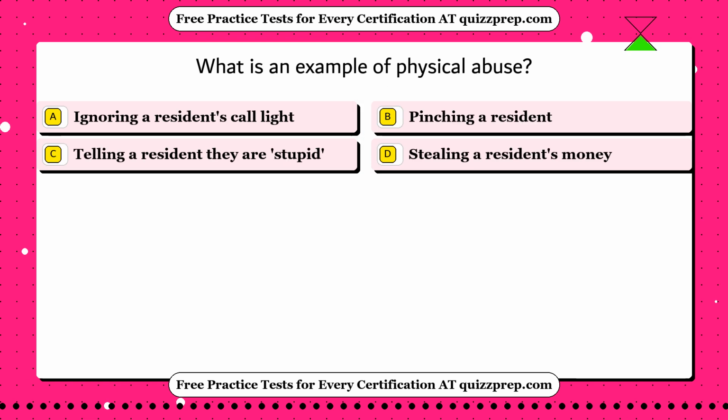Question 16. What is an example of physical abuse? Option A. Ignoring a resident's call light. Option B. Pinching a resident. Option C. Telling a resident they are stupid. Option D. Stealing a resident's money.